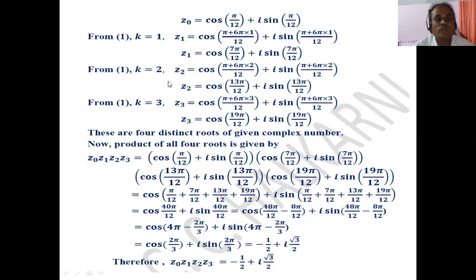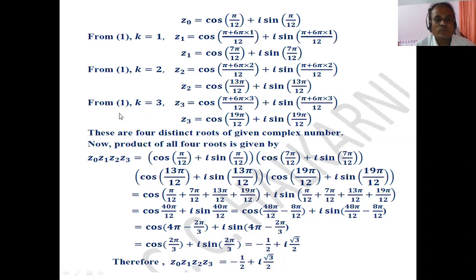Now we put k equal to 2 in equation 1. Therefore, from 1, z2 equals cos of (π + 6π·2)/12 + i sin of (π + 6π·2)/12. Now we simplify this. 12π plus π is 13π, and therefore z2 equals cos of 13π/12 + i sin of 13π/12. This is the third root of the given complex number.